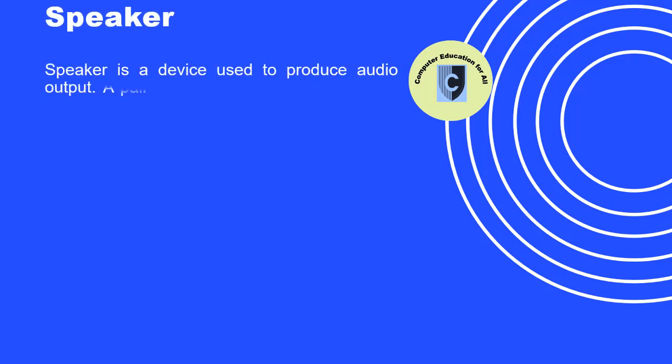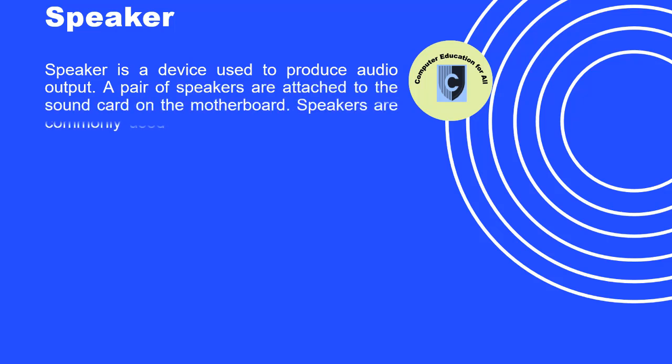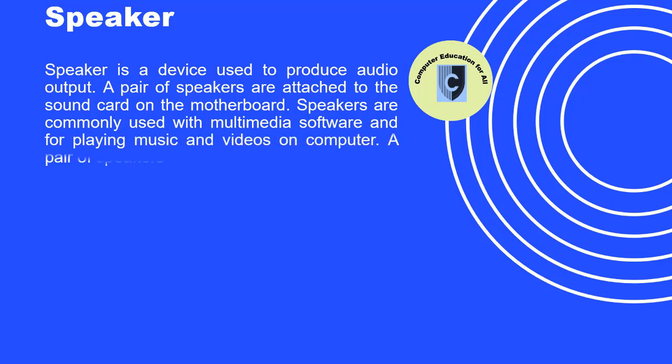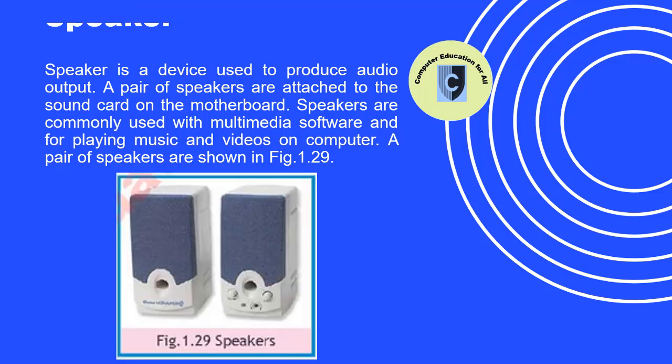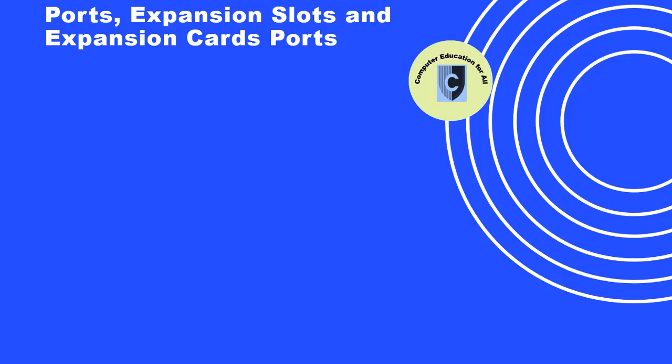Speaker. Speaker is a device used to produce audio output. A pair of speakers are attached to the sound card on the motherboard. Speakers are commonly used with multimedia software and for playing music and videos on a computer. A pair of speakers are shown in Fig. 1.29. Ports, expansion slots, and expansion cards.